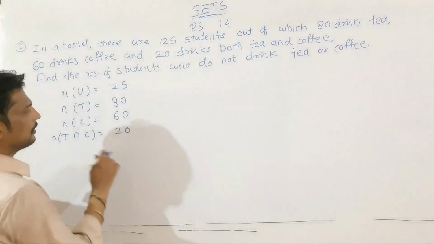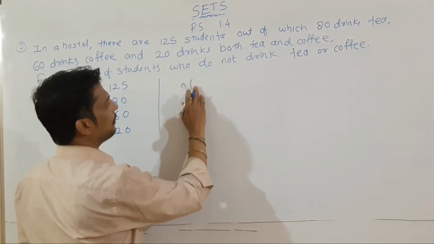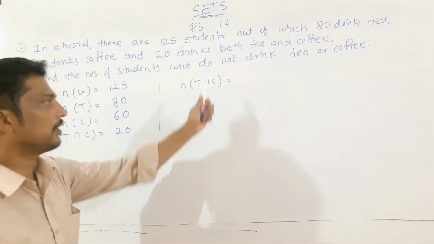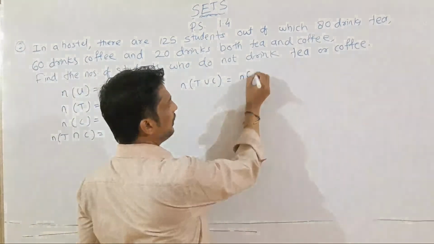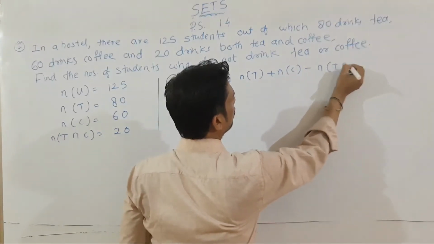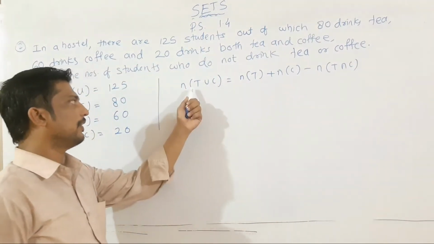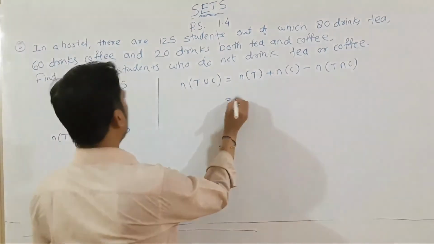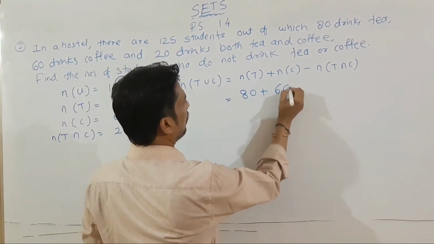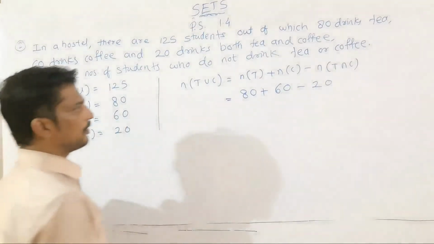Fine. Now here, I know the formula for the number of A union B. Simply I will write T union C. Number of T union C is n of T plus n of C minus n of T intersection C. We have seen this formula previously also. Now here, n of T is 80, plus 60, minus 20. 80 plus 60 minus 20. So this will become what?